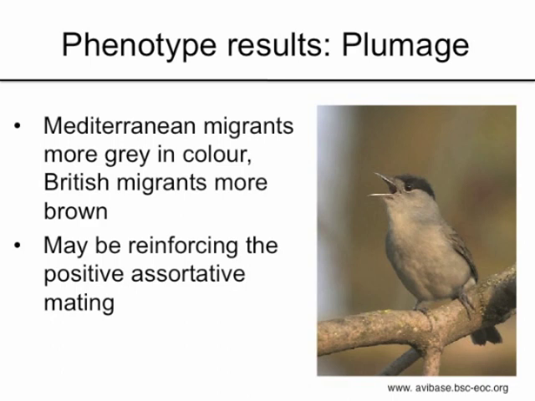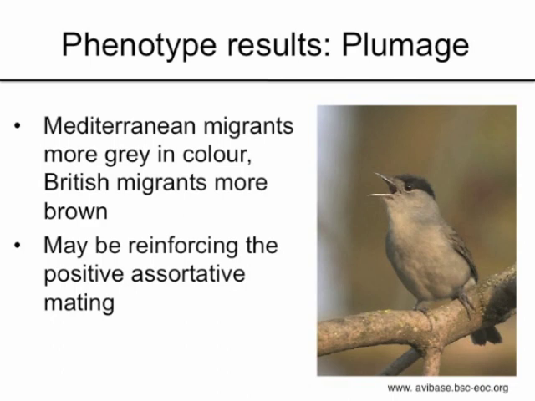In addition, the plumage was different in the two groups. Mediterranean migrants were more gray in color, whereas the British migrants actually turned out to be more brown. And though there might not be a distinct reason for this, these differences might actually reinforce positive assortative mating, because mates will be able to identify members of their own group based on coloration, and this might lead to even more differences over the generations between the two as they become more and more reproductively isolated.